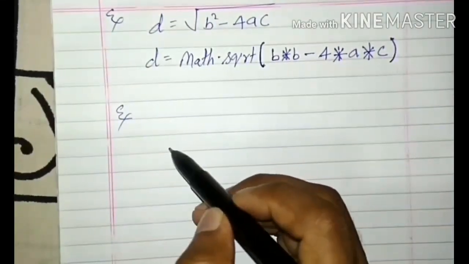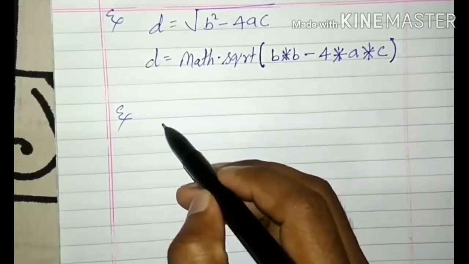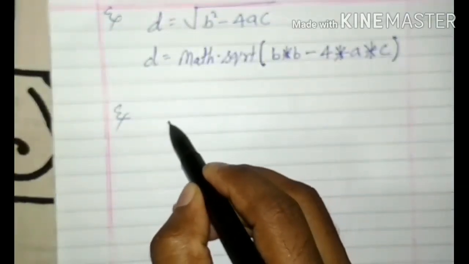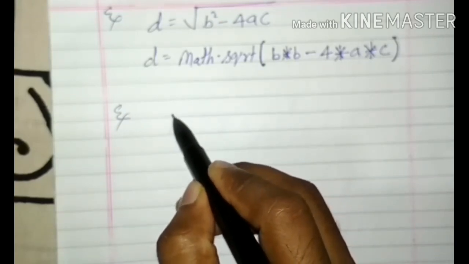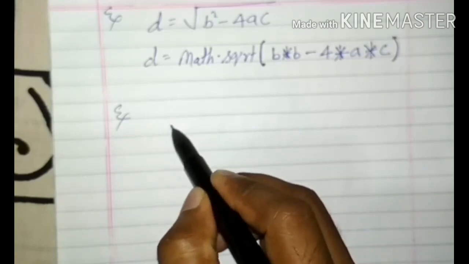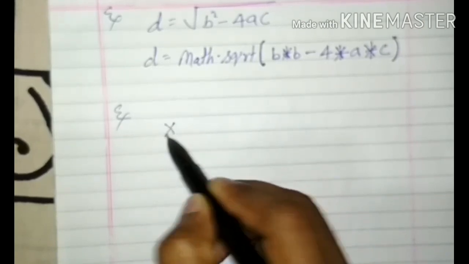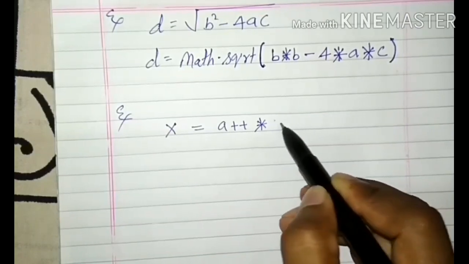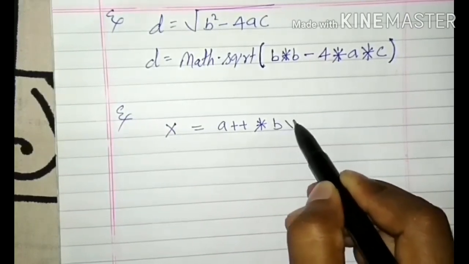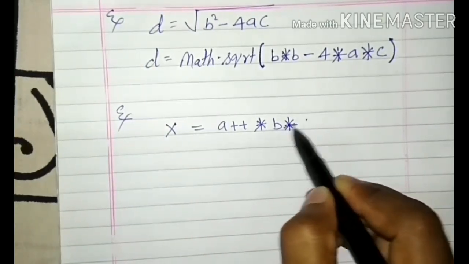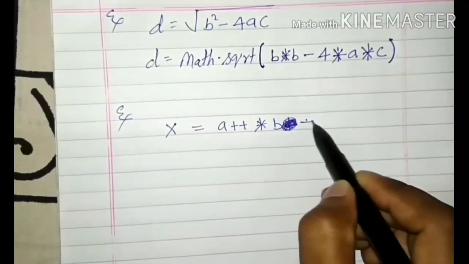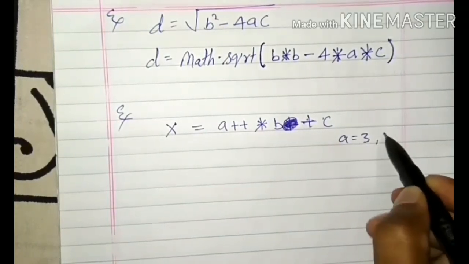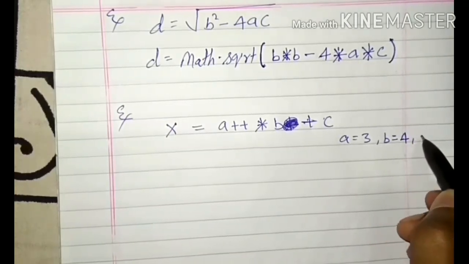Suppose an example I'm using, because in this example I will use some increment decrement operator also. I had told about increment decrement operator like this. Suppose I want to calculate x is equal to a++ multiply by b into b plus c, where the value a is equal to 3, b is equal to 4, and c is equal to 2.